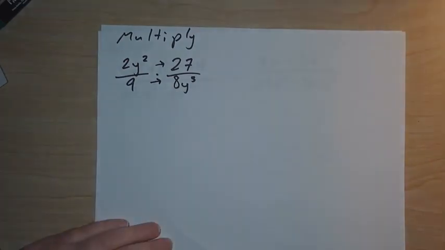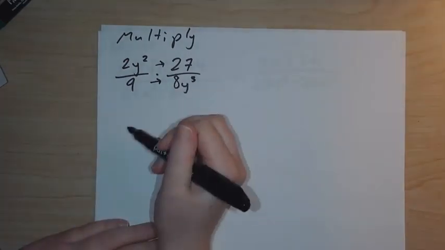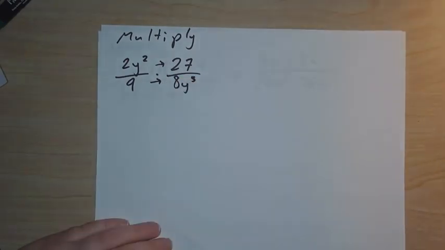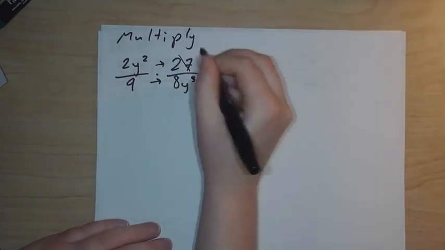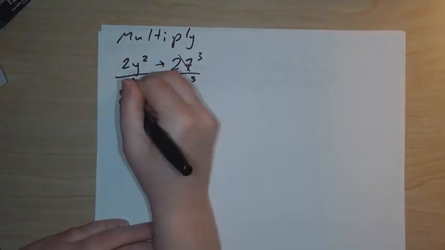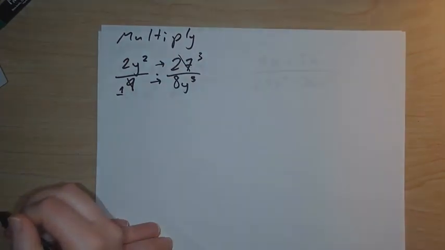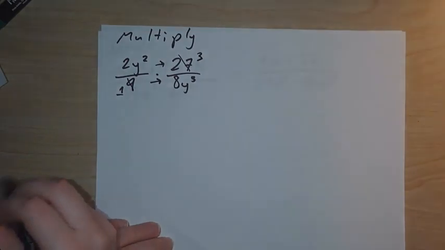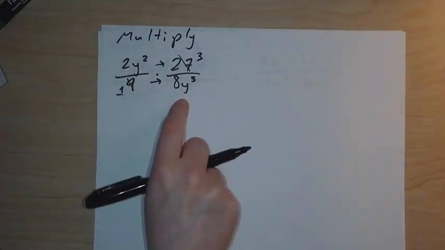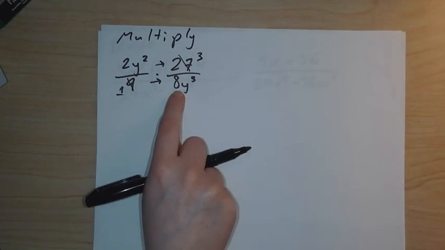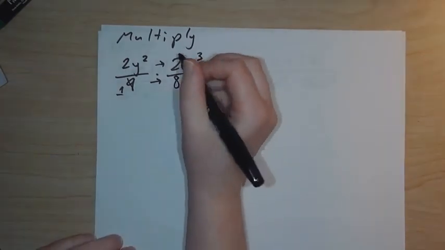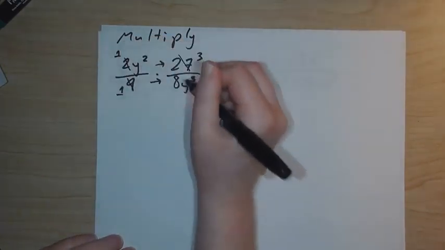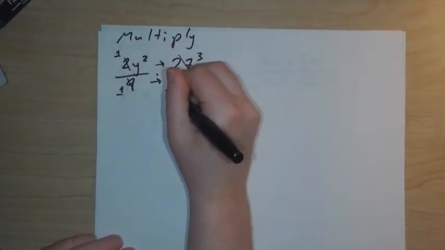So if we look here, 9 and 27, we know that 27 has 9 in it 3 times, and 9 has 9 in it 1 time. So you can reduce that to 3 and 1, respectively. And we have 2 and 8. There are 4 2's in 8. So we can reduce 2 to 1 and this to 4.